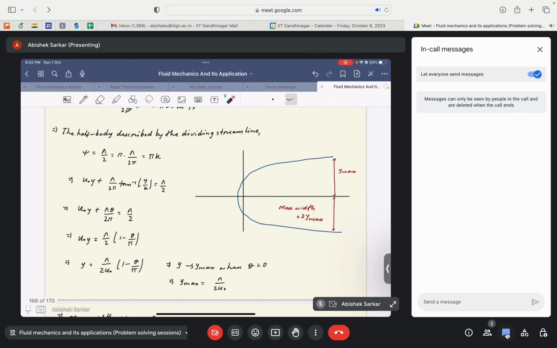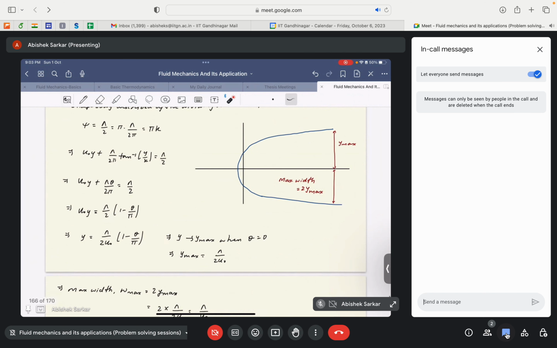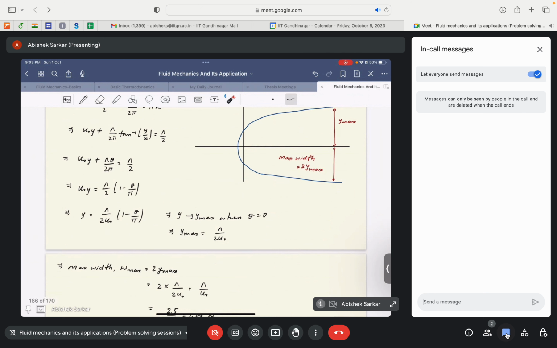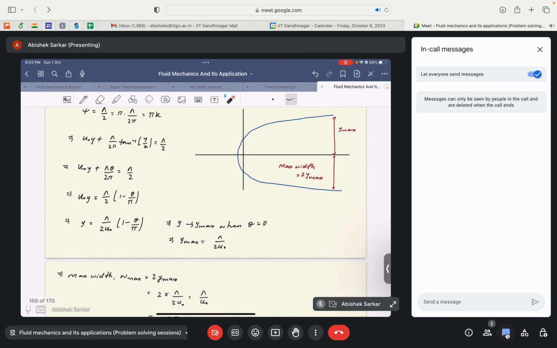we get that u naught y plus lambda theta by 2 pi is equal to lambda by 2. Okay, now we are just dealing with the cylindrical coordinate system. So u naught y would be equal to lambda by 2 minus lambda theta by 2 pi. Just take this term to the right hand side. So y equal to lambda by 2 u naught into 1 minus theta by pi. Okay, so here y represents this distance from the x coordinate.